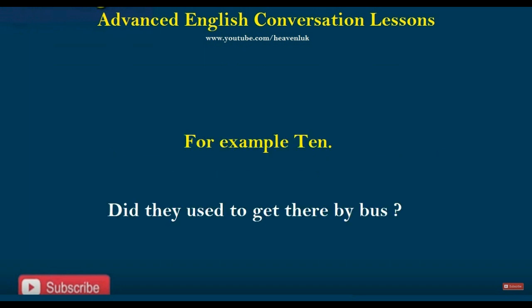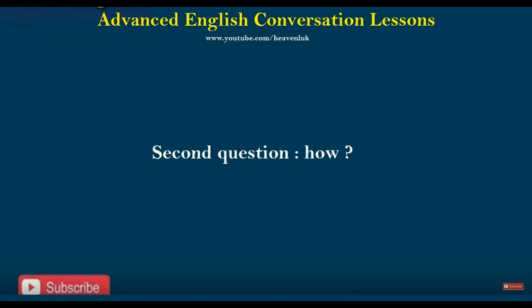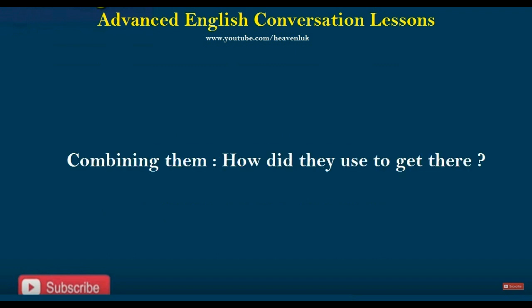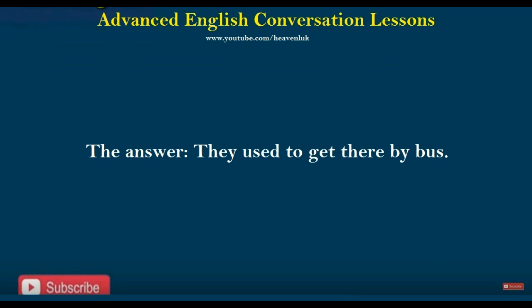Example 10. Did they used to get there by bus? Second question, how? Combining them, how did they used to get there? The answer, they used to get there by bus.